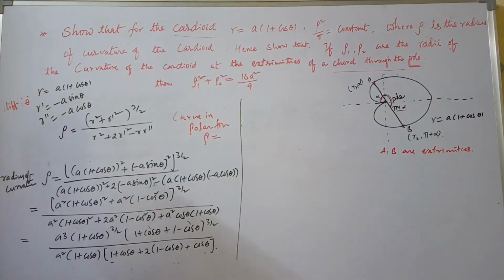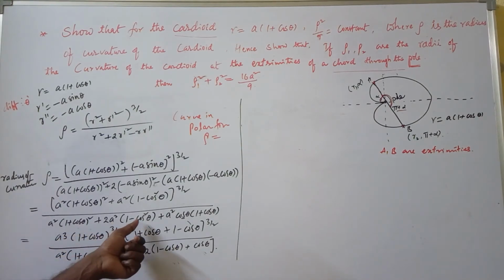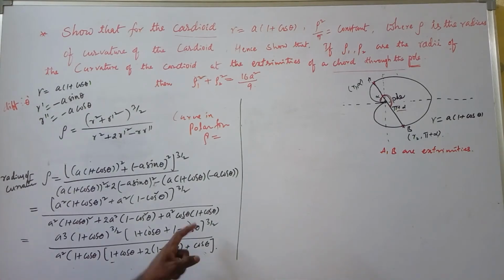Next, in the denominator also, you can take 1 plus cos theta as the common term. Because of 1 plus cos theta whole power 2, the second term is plus 2 a square. So in the denominator also, a square, a square, a square. You can take a square as the common term. And next, what you get common is 1 plus cos theta. Here 1 minus cos square theta means 1 plus cos theta and 1 minus cos theta. The last third term also contains 1 plus cos theta. So in these three terms, 1 plus cos theta is the common term. You take that out and get a square into 1 plus cos theta. The remaining terms are 1 plus cos theta plus 2 into 1 minus cos theta. Next plus cos theta.